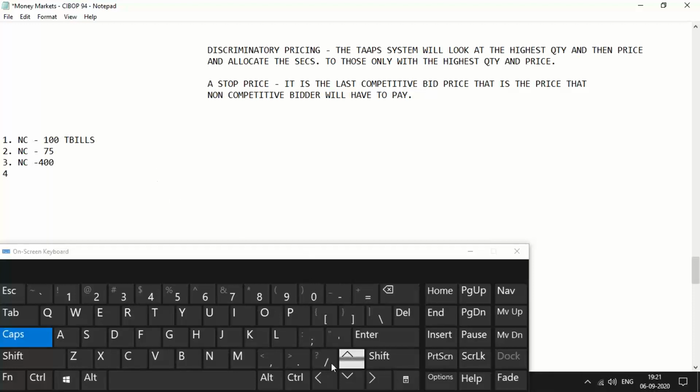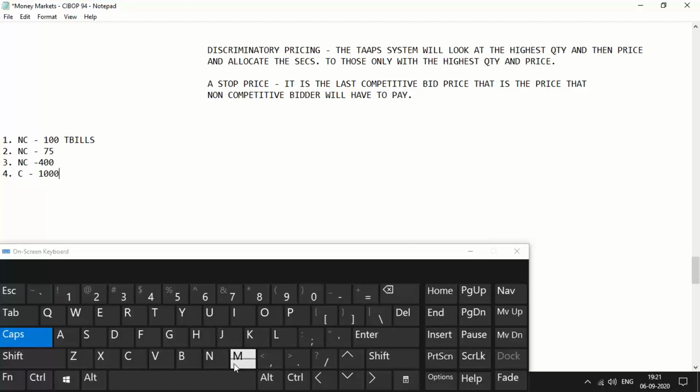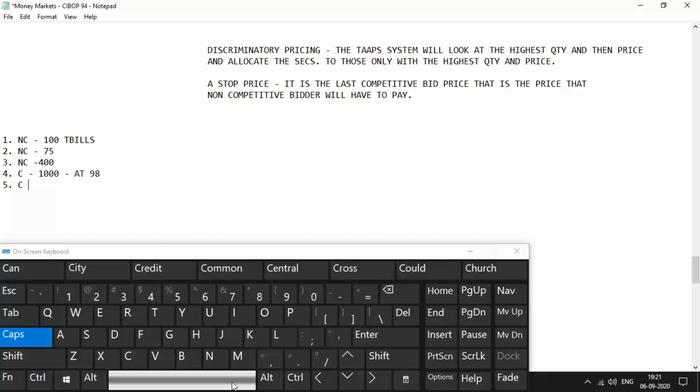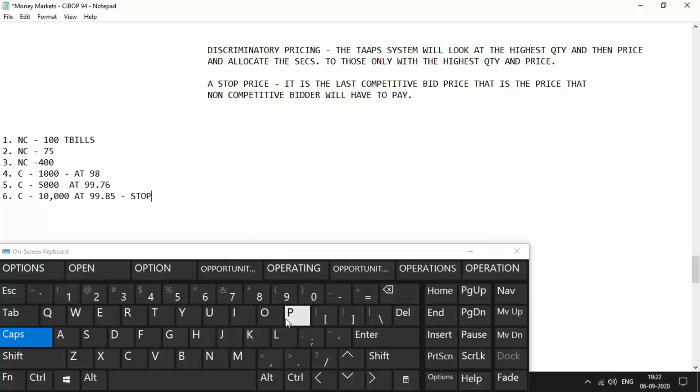Now let's say the competitive bidders come in. The first competitive bidder wants to buy 1,000 T-bills at, let's say, $98. Another, the fifth one, is also a competitive bidder, and they want to buy 5,000 at, let's say, 99.75. And let's say the last bid is a competitive bid, and this person wants to buy 10,000 T-bills at, let's say, 99.85. So this last bid is what we call the stop price.